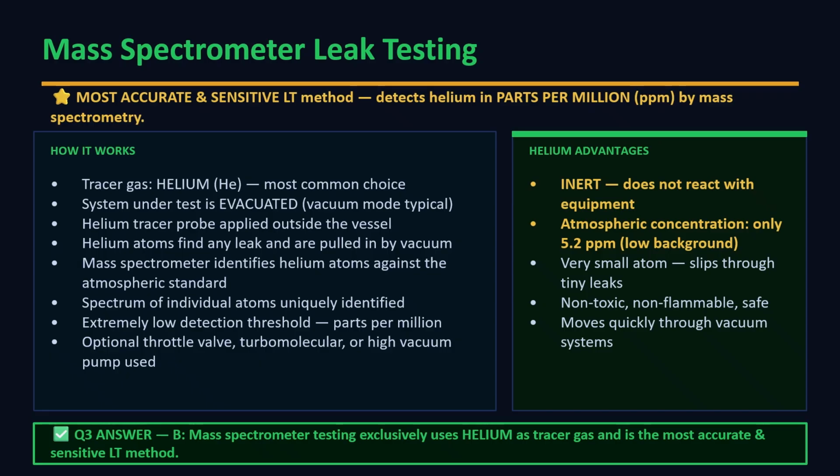Practical aerospace example. Imagine a spacecraft fuel system. Even microscopic leakage could be catastrophic. Bubble testing would not be sensitive enough. Pressure change testing may not detect tiny leaks. Mass spectrometer testing becomes the preferred solution.